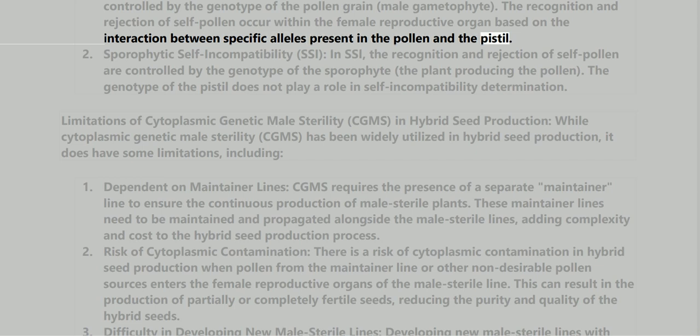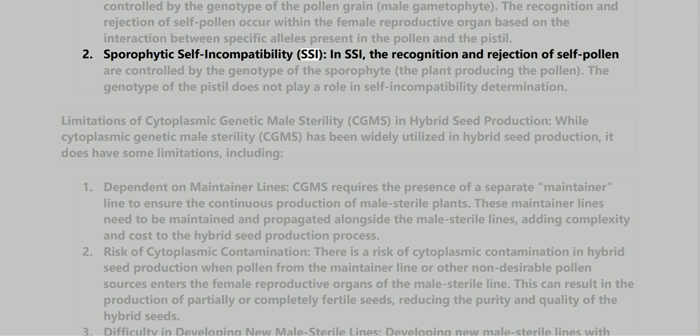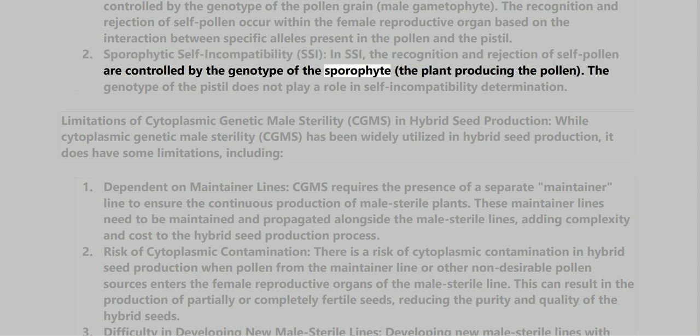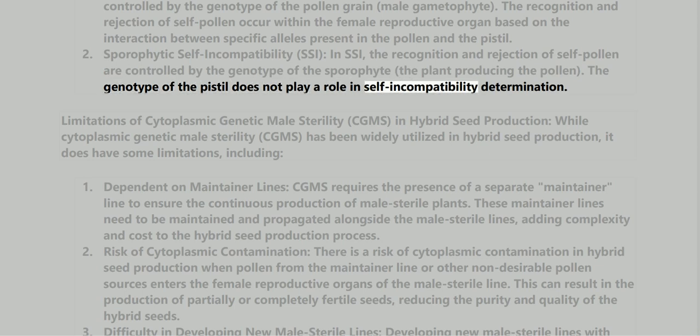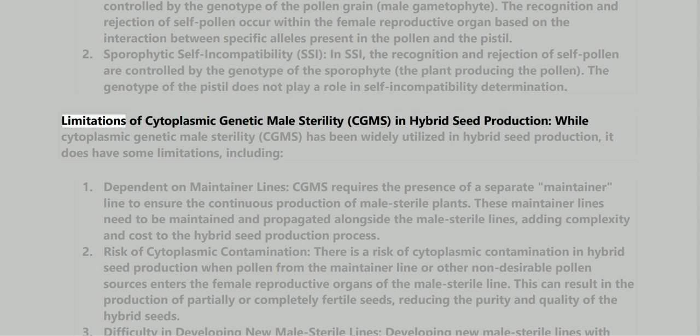2. Sporophytic self-incompatibility, SSI. In SSI, the recognition and rejection of self-pollen are controlled by the genotype of the sporophyte, the plant producing the pollen. The genotype of the pistil does not play a role in self-incompatibility determination. Limitations of cytoplasmic genetic male sterility, CGMS, in hybrid seed production.